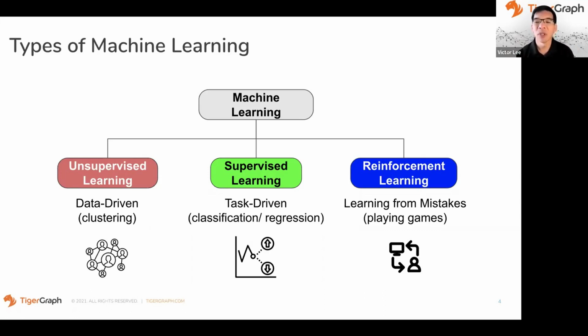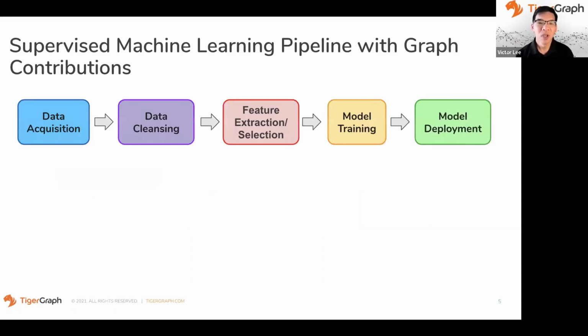And there's reinforcement learning. That's when you just try a task and you're going to make mistakes, but you learn from those mistakes and eventually you learn how to do it really well. So graph can apply to unsupervised, supervised and reinforcement learning. We're going to focus primarily on supervised learning in this talk.